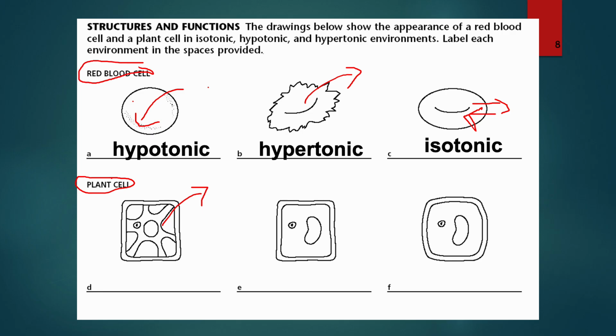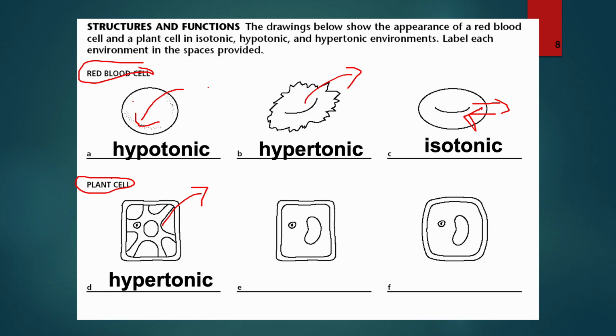Therefore, this cell has been placed again in a hypertonic solution. If you'll notice on your guided notes, this is what's known as plasmolysis. Because of the cell wall, again, the cell shape stays for plant cells. As a result, the cytoplasm begins to shrink, and that's what we're noticing here. And again, that's called plasmolysis.